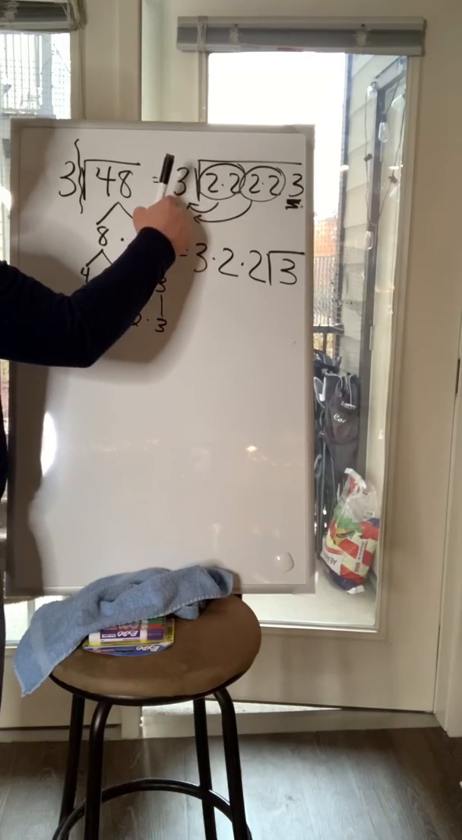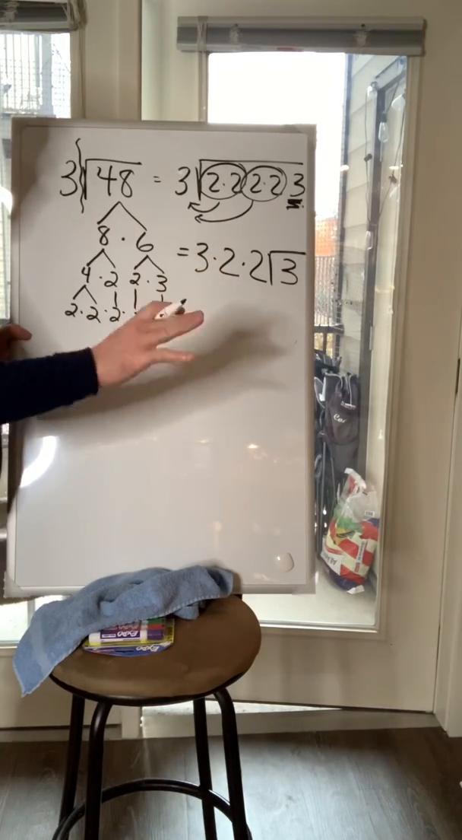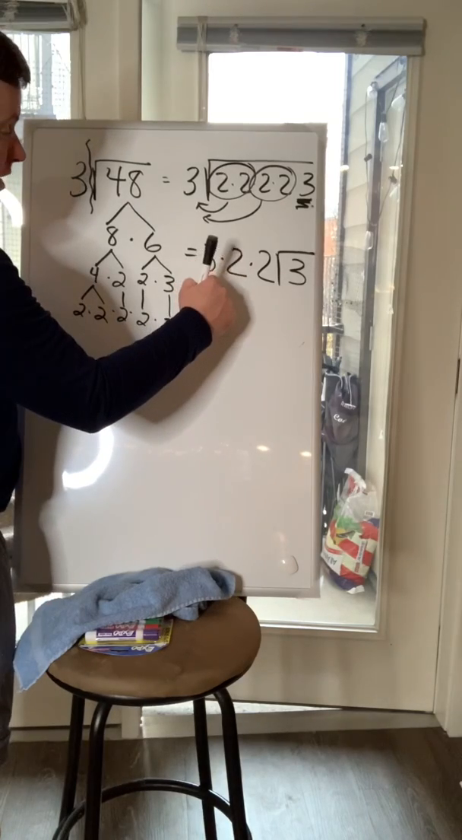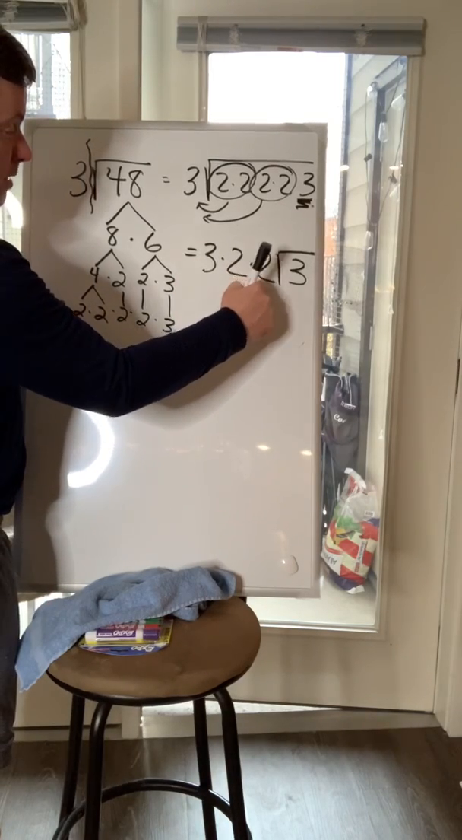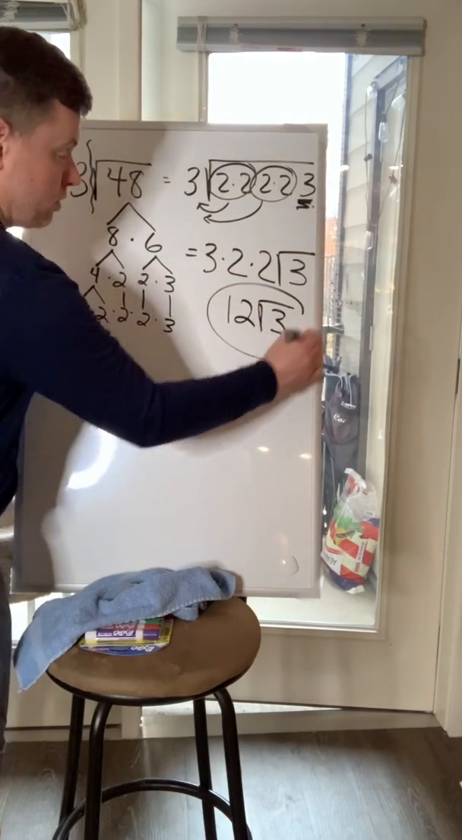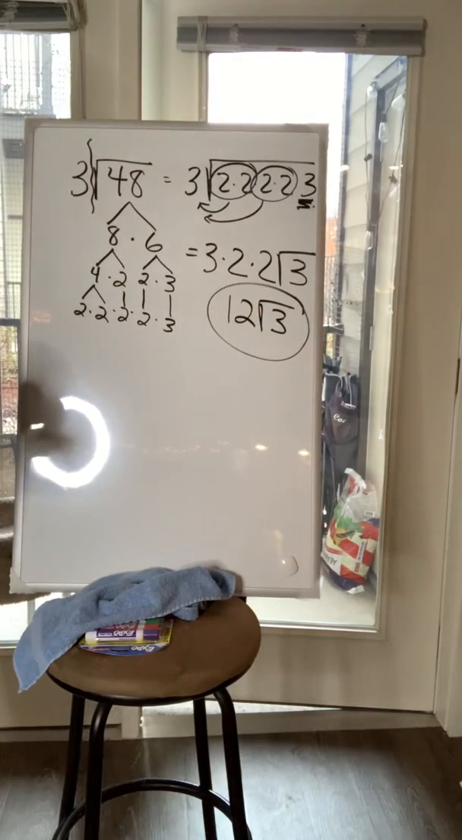And now the 3 comes into play only at the end here, like I said. So 3 times 2 is 6. 6 times 2 is 12. So our final answer is 12 root 3. Okay?